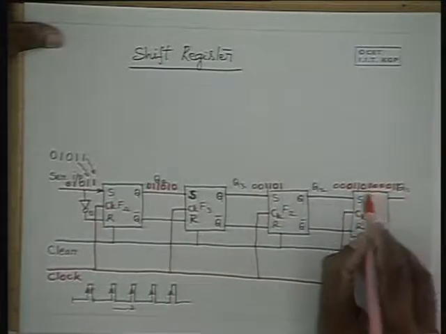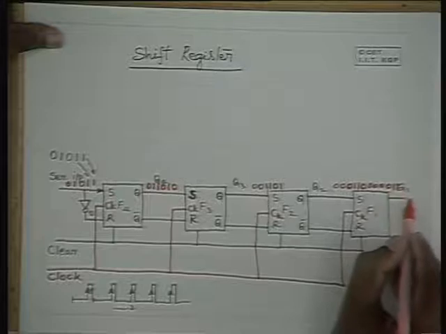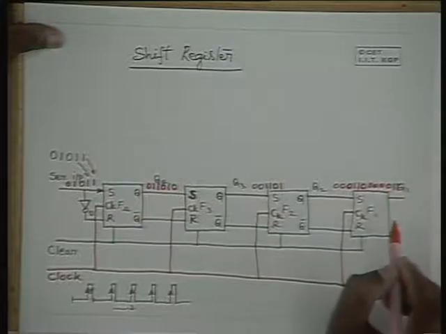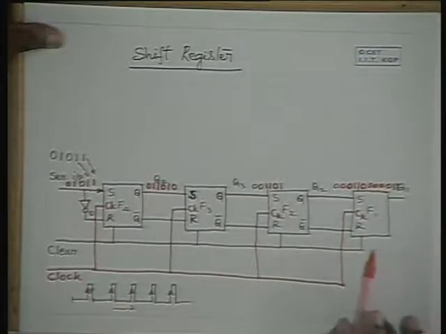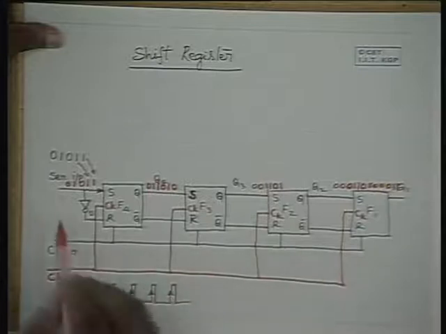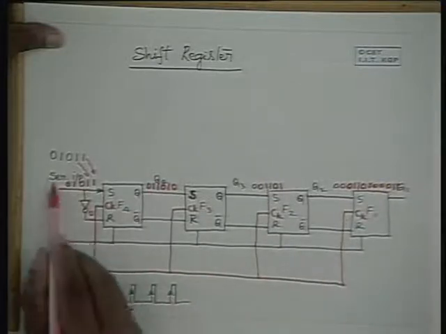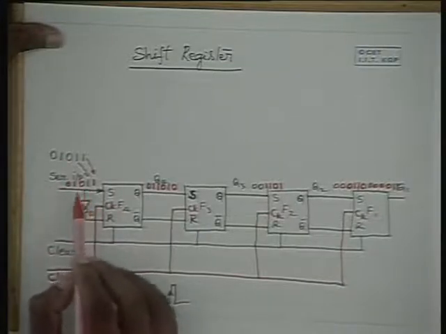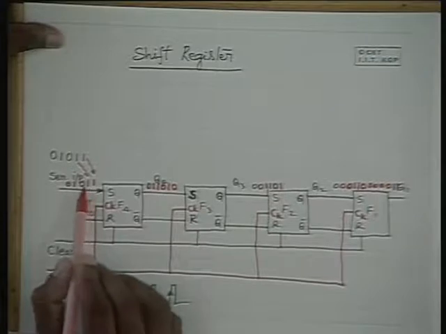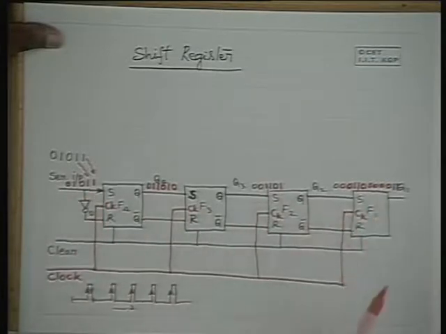After 4 clock pulses it reaches this output point. Hence, its name is a shift register. So we can feed in a serial binary data like high voltage and low voltage and combinations of that at the input, and this gets shifted into the shift register.